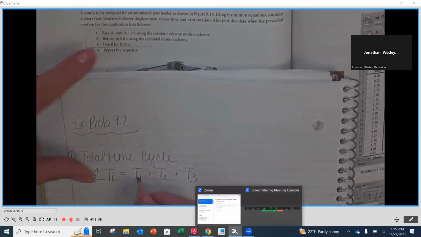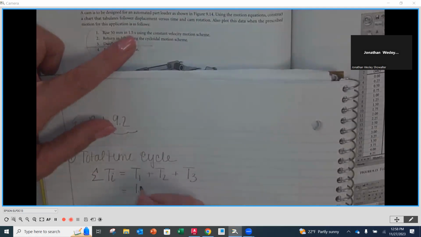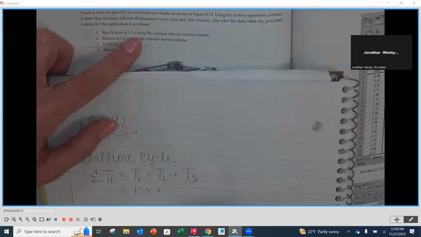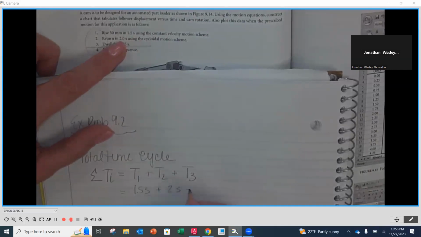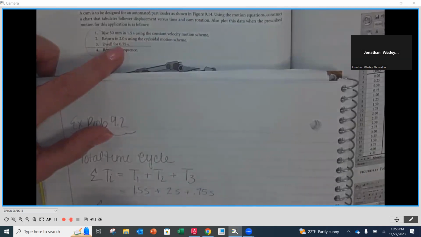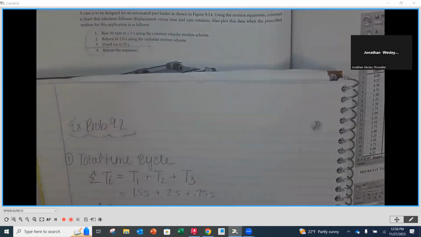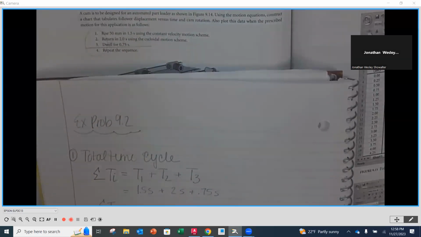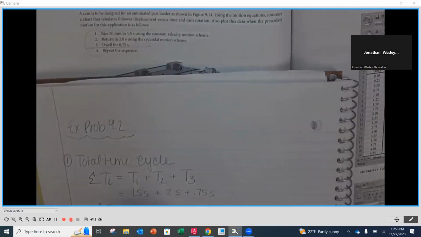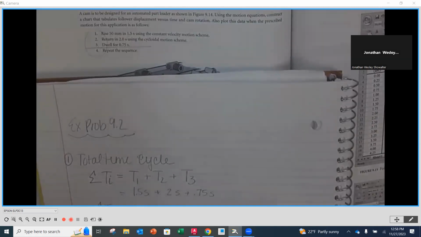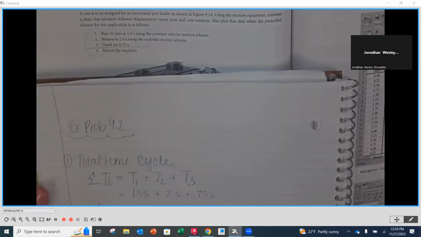So when we look at the time here, our time 1 is 1.5 seconds, plus our time 2, which is 2 seconds, plus our time 3, which is 0.75 seconds. So our total time to do all three of those, I have to add them up. You get 4.25 seconds. Okay, cool, 4.25 seconds.